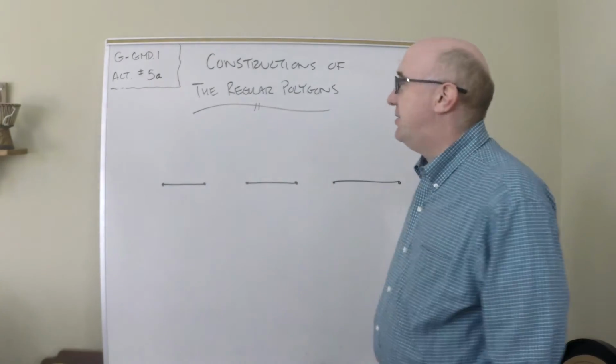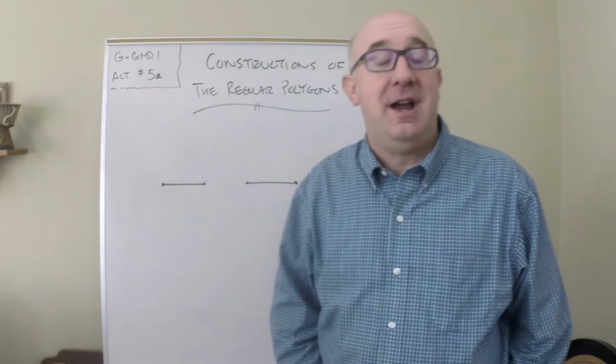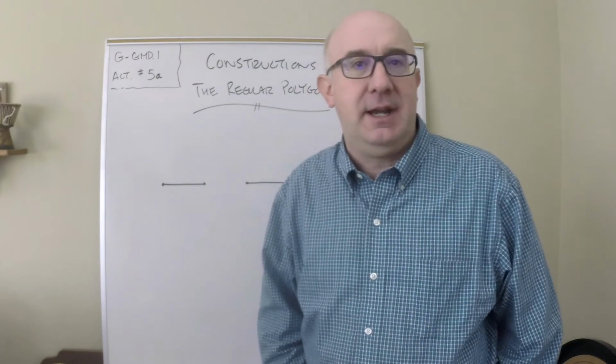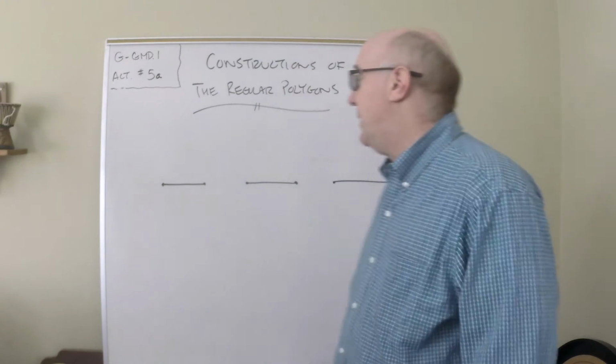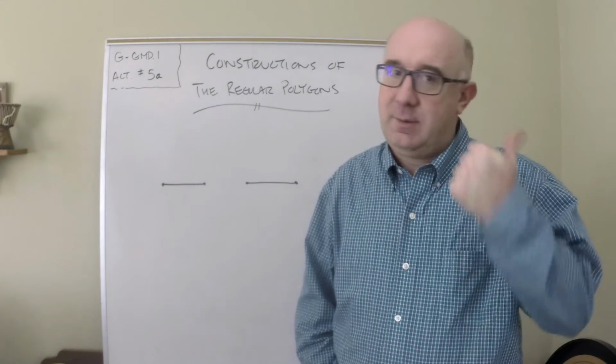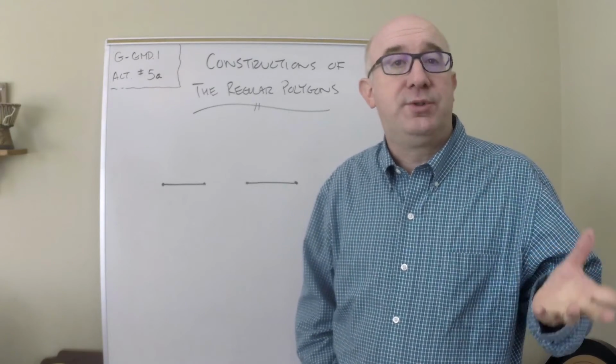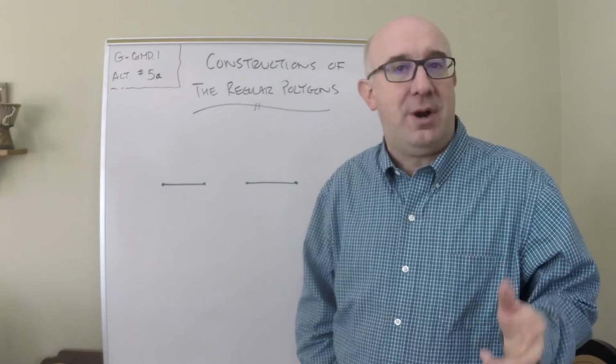Let's look at the G-GMD.A.1 worksheet, or activity 5A. It's a quick little activity, and so I'll be quick too. It's just basically relearning the constructions of the equilateral triangle, the square, and the regular hexagon, both just in general but also inscribed in a circle.